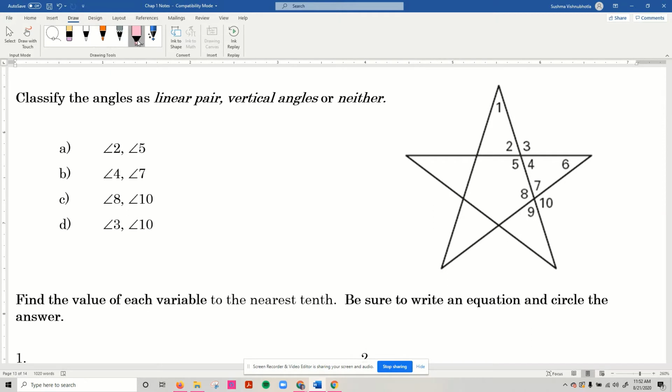Same idea, classify the angles as linear, pair, vertical, or neither. 2 and 5 are on this straight line in the orange, and they're adjacent because they share this side and this vertex. So 2 and 5 are a linear pair.